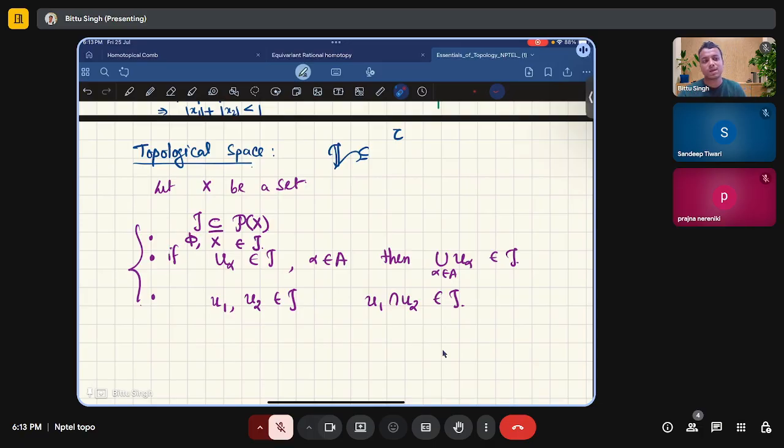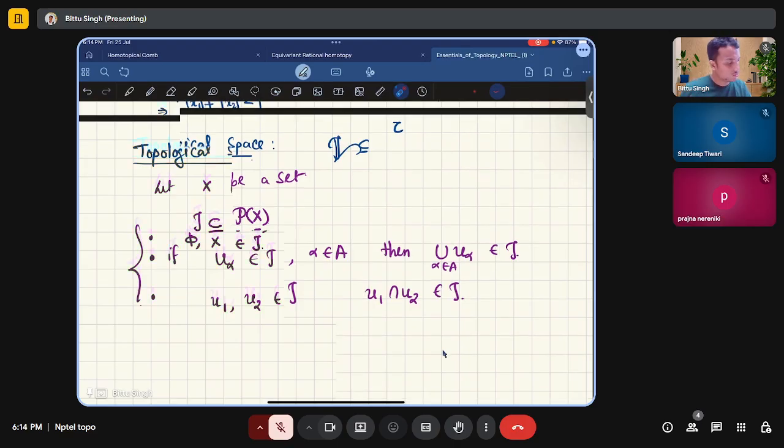The definition seems opposite. In real analysis, first we define open sets and build some kind of structure. But here, first we define the topological space, and the elements of this topological space are called open sets. So arbitrary unions should be there, and finite intersections should be there. Intersection of two things being there means the intersection of any finitely many things is there. So this is called a topological space.